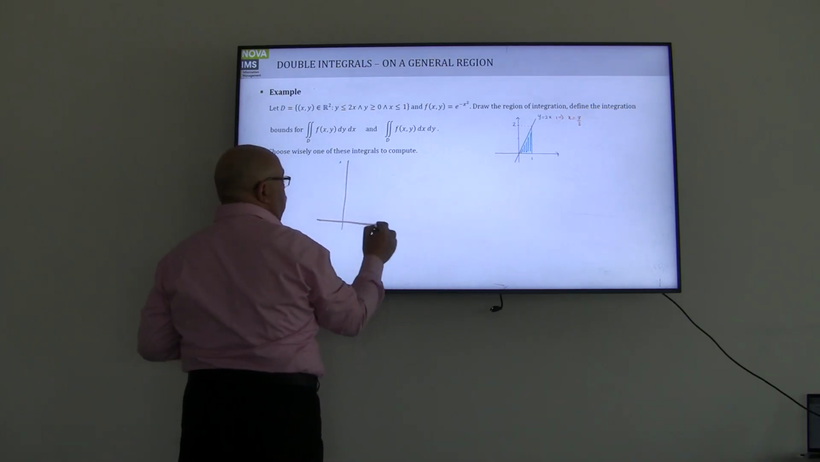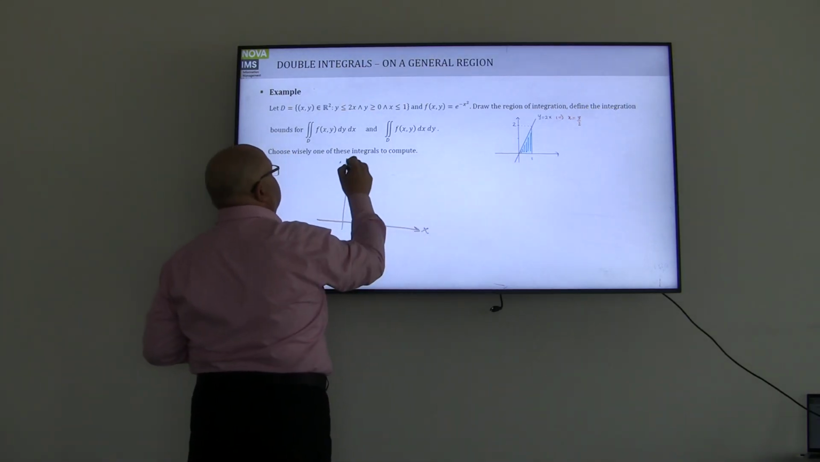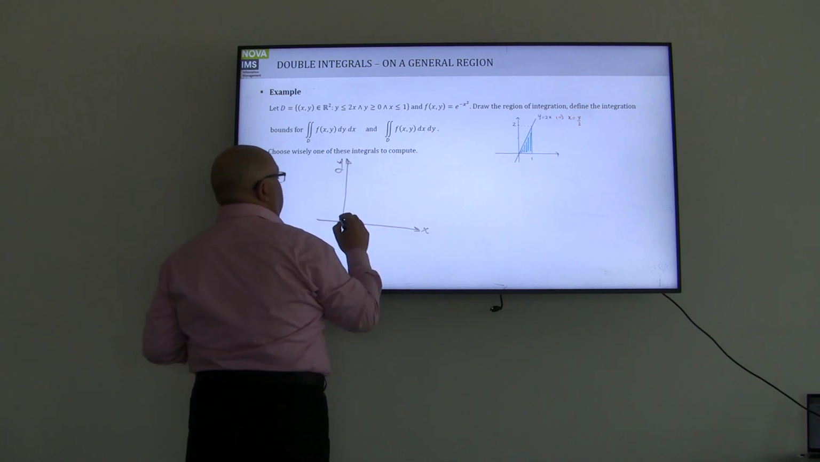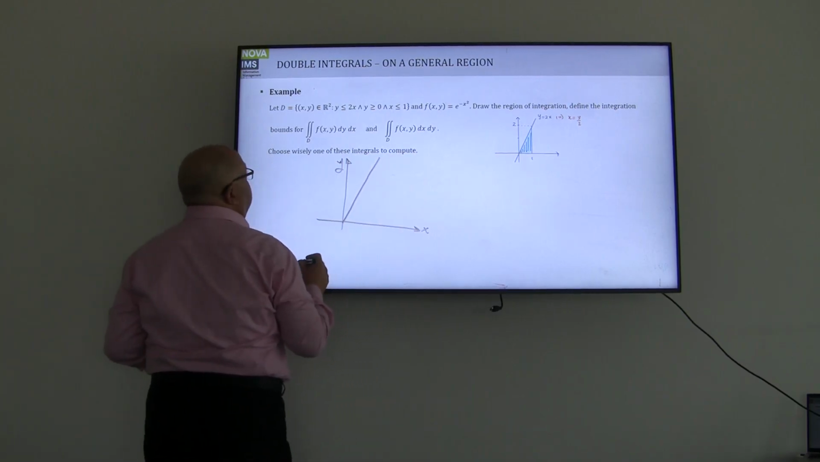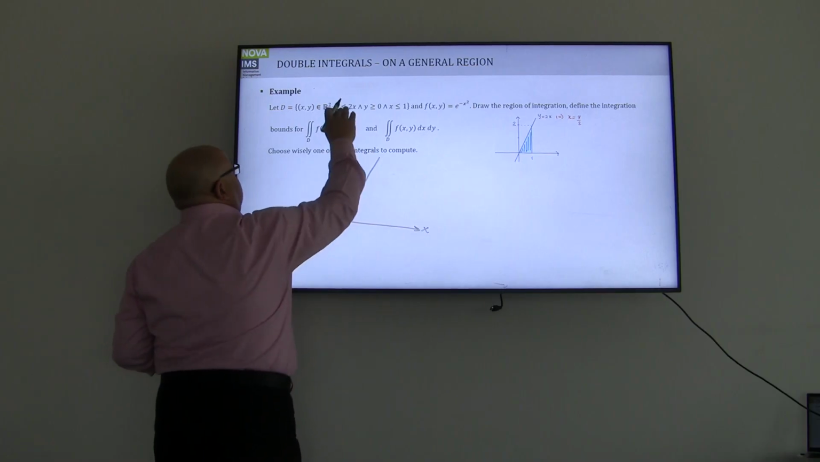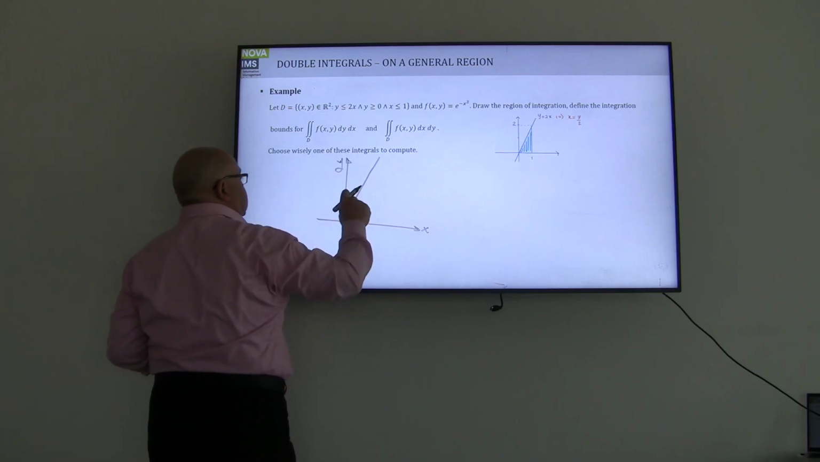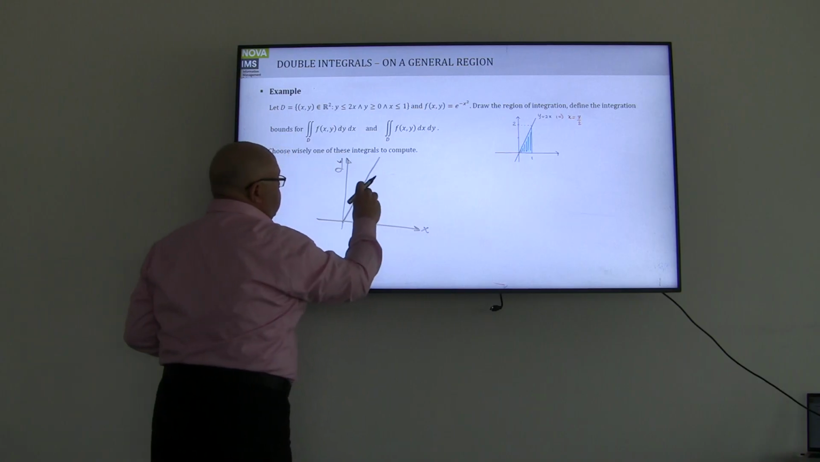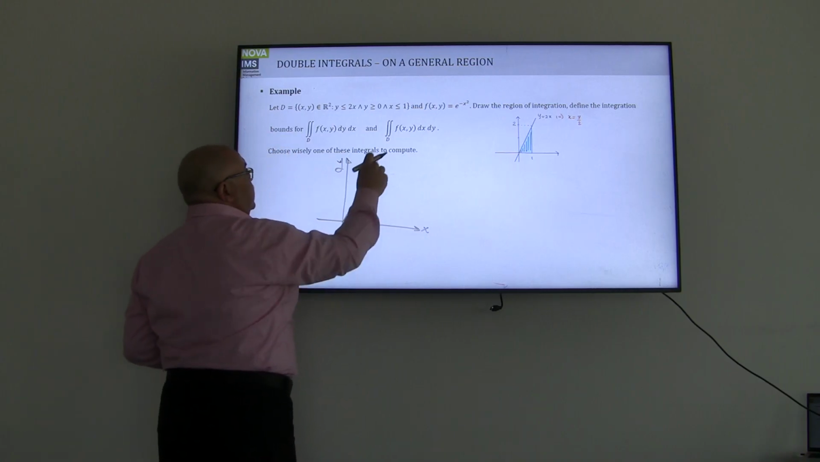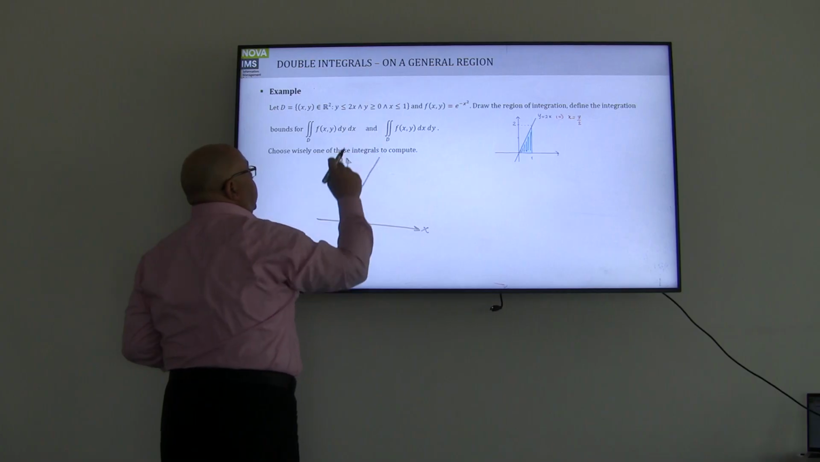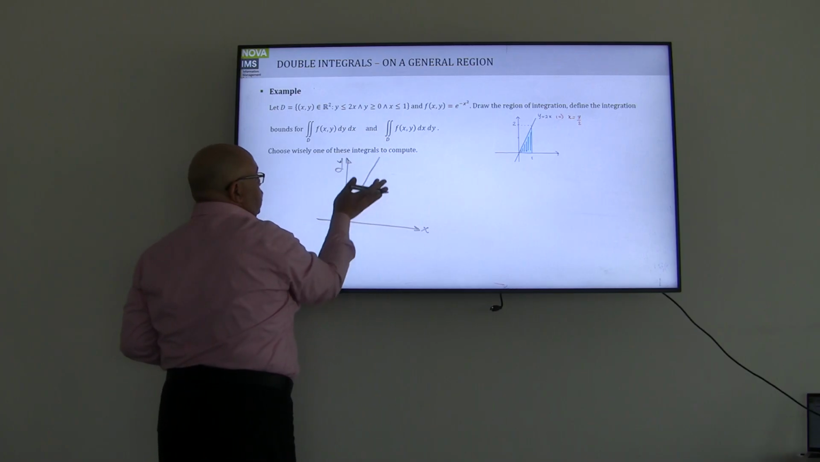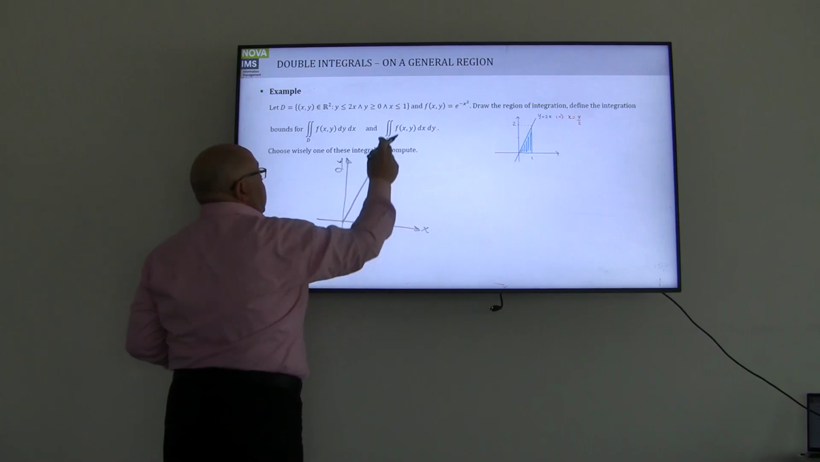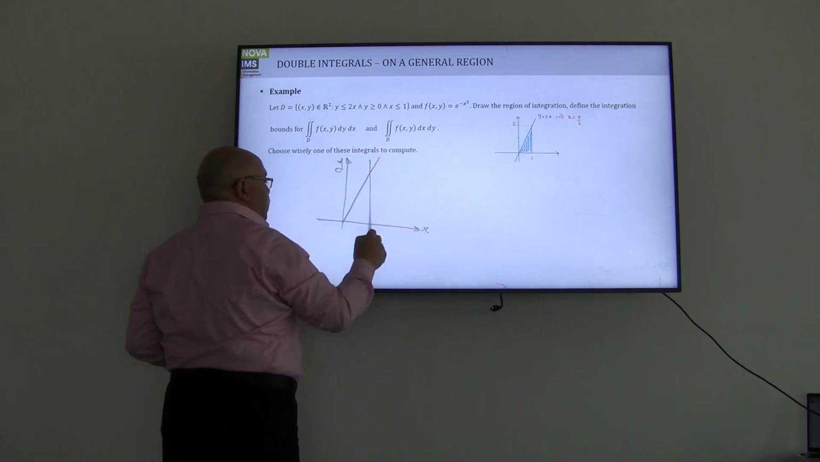So if I want to draw our region, that's the x-axis, that's the y-axis. y is equal to 2x, so if x is equal to 1, that's the shape of the line that we are drawing. We are talking about y is less than 2x, so I'm interested in the area under this straight line, and y is greater than or equal to 0, so it's only the portion that's above the x-axis. And x less than or equal to 1.